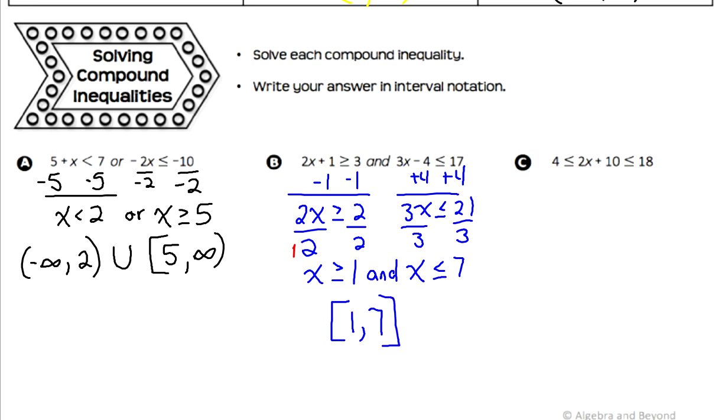Finally, this one is a compound inequality joined together. So a little different situation. Since the inequality is in the middle here, and we kind of have a solution on each side, whatever we do to the middle section, we need to do to both the right-hand side and the left-hand side. So you're basically solving two inequalities at the same time here.